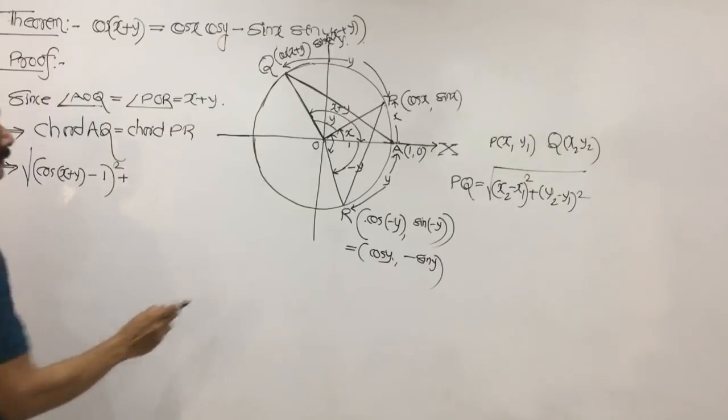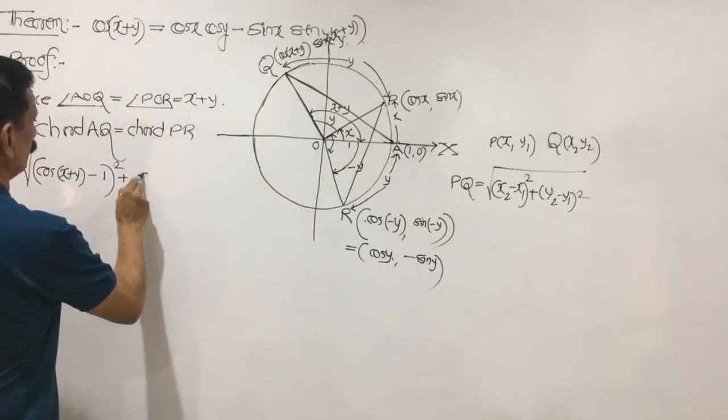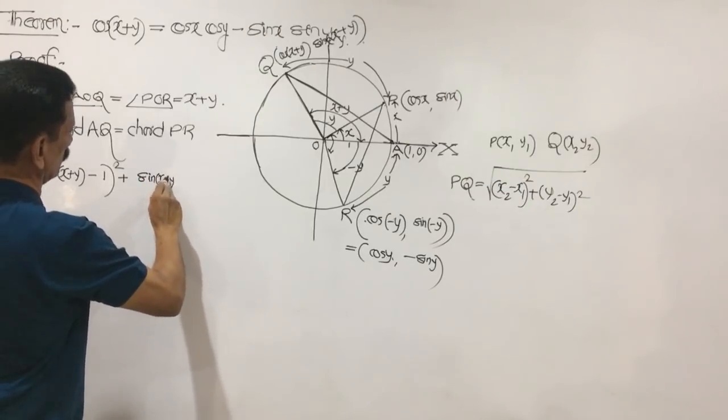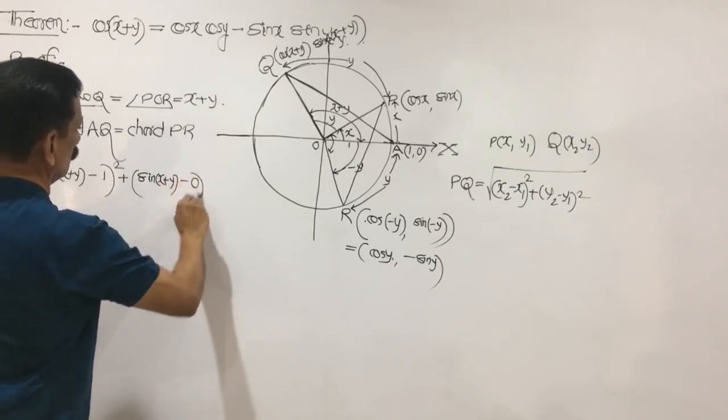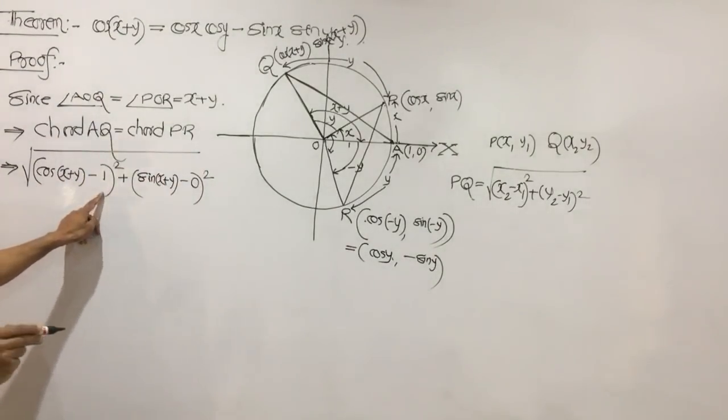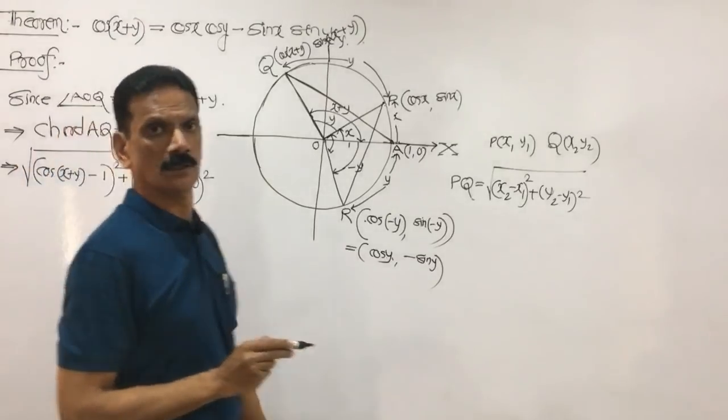sine of x plus y minus 0 whole square. This is x2 minus x1 whole square plus y2 minus y1 whole square.